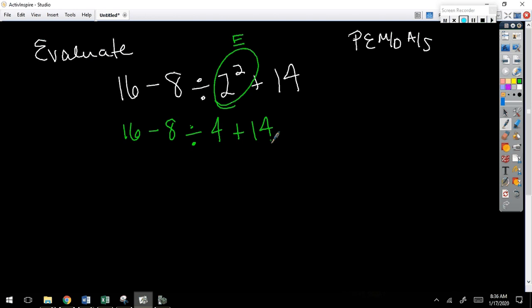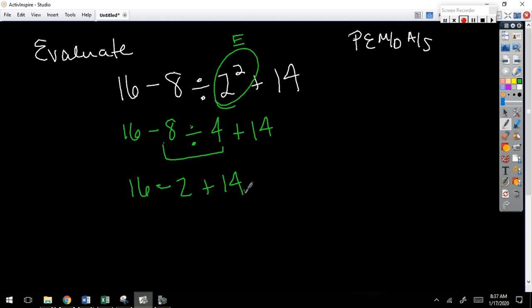Now what? Exactly. Now I move on to the multiplication and division, and the only one is here, which is division. What is 8 divided by 4? 2. But we're going to do minus. It's still that negative still with it.